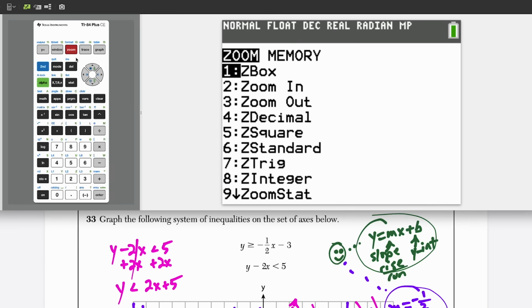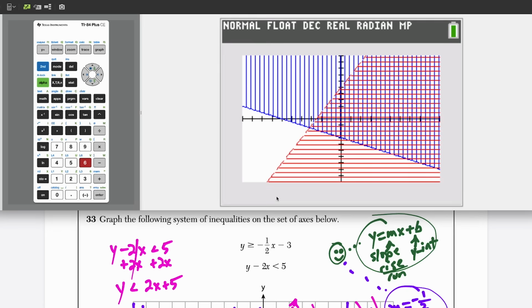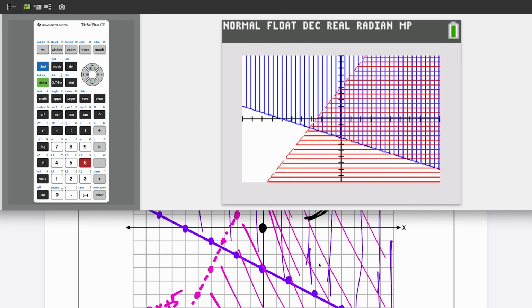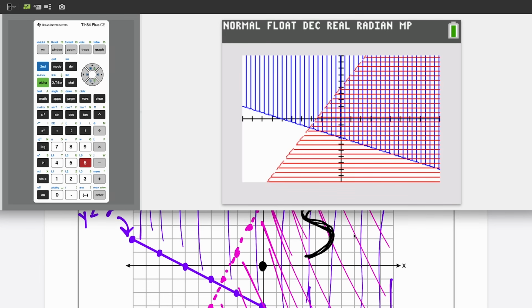And now I'll press zoom 6 to graph this. And notice that we get exactly the shaded region that we have over here. Okay, so this is just a nice way to make sure that you're shading everything correctly. It's a fun little feature of this calculator, but our answer here definitely checks out.